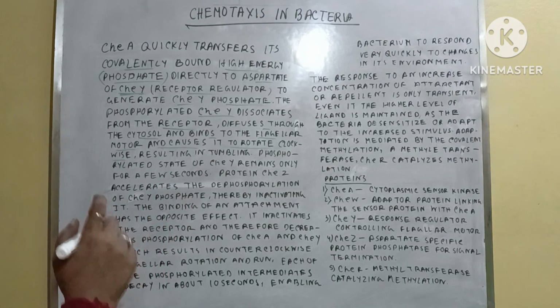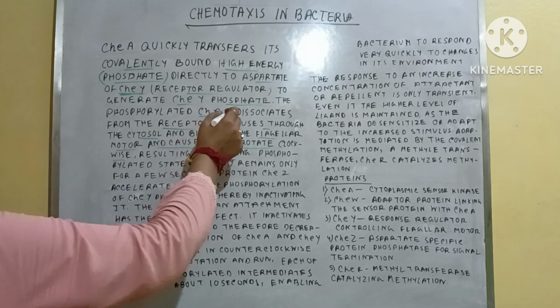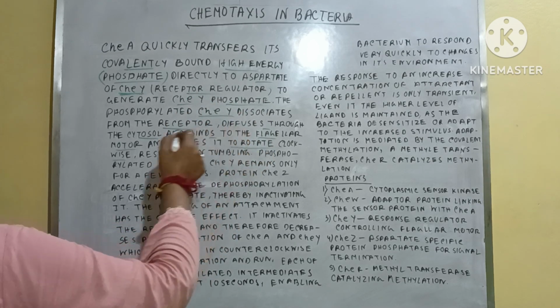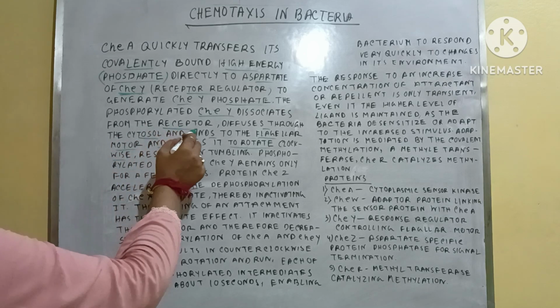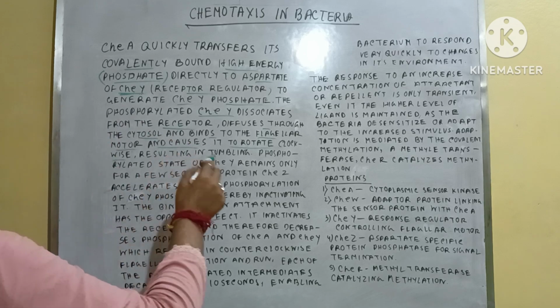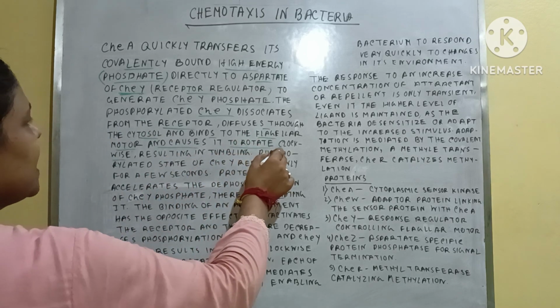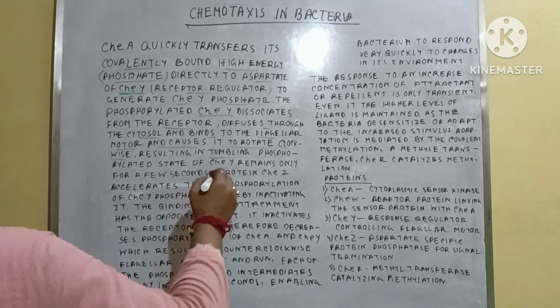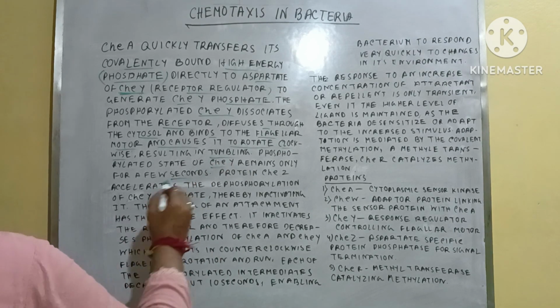So what is happening here? When CHEY becomes phosphorylated, it dissociates from the receptor, diffuses within the cytosol, and then binds with the flagellar motor protein and induces the flagellum to rotate in the clockwise direction. This results in tumbling. The forward motion is not completed, so the cells tumble. The phosphorylated state of CHEY remains only for a few seconds.